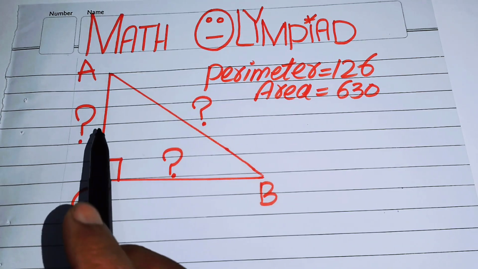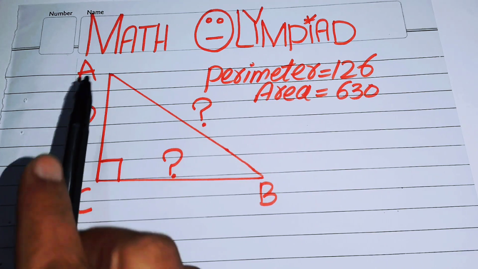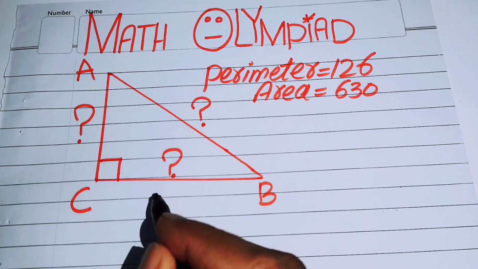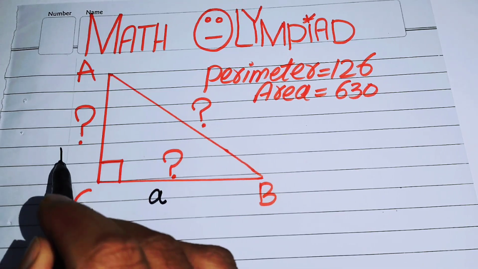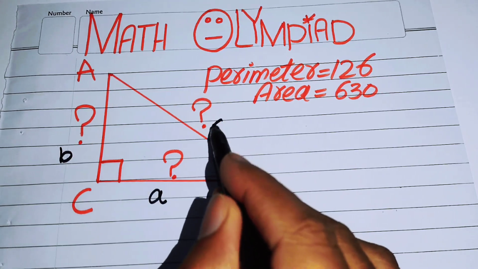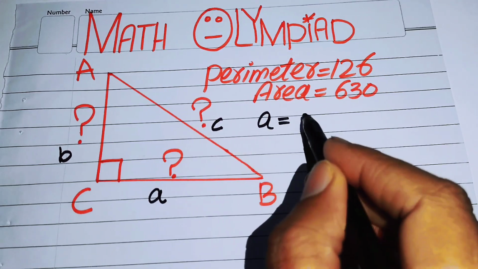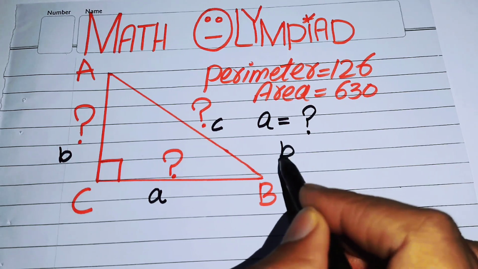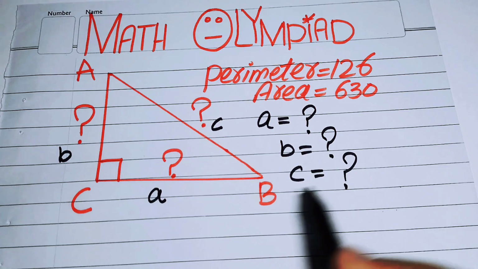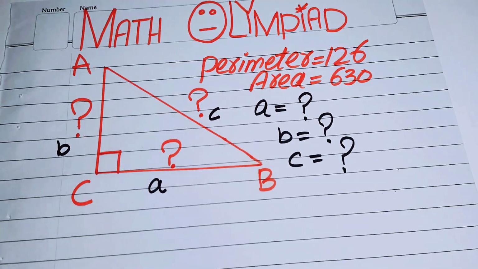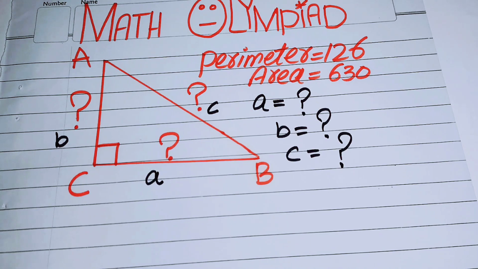Here, if we name this vertex A, we can name its opposite side small a, the opposite side of B is small b, and the opposite side of C is small c. Then we will find the value of a, the value of b, and the value of c. So this is our target in this problem.